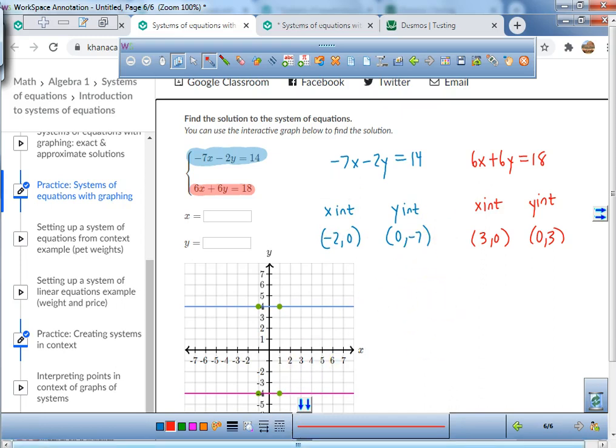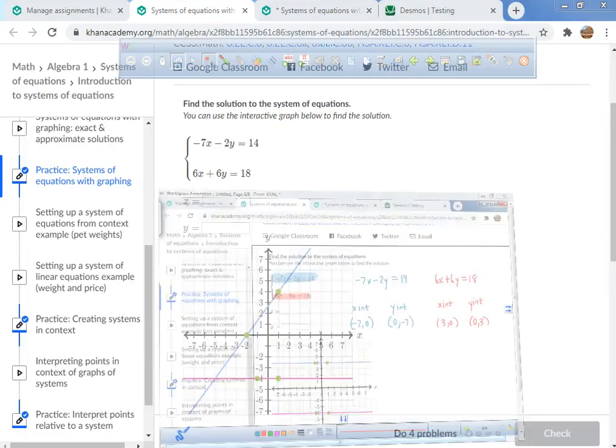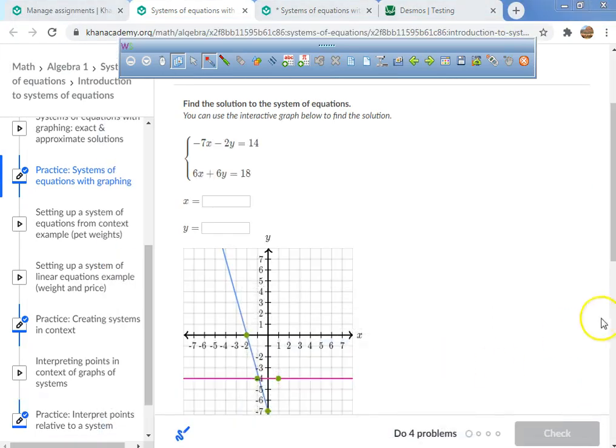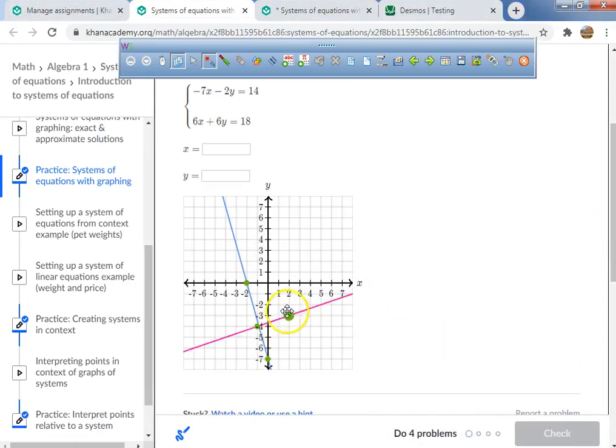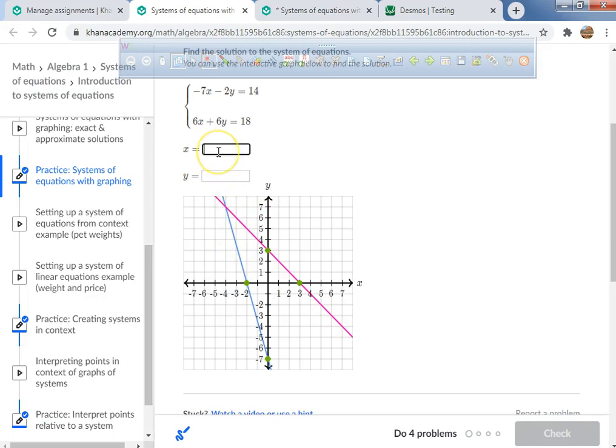So that's all I'm going to do now. Negative 2, 0. Put it right there. 0, negative 7. Put it right there. 3, 0 and 0, 3. All right, there we go. I've got everything graphed perfectly the way I want. I find my ordered pair where they cross. That's at negative 4 and 7. So I'm going to type in negative 4 and 7.